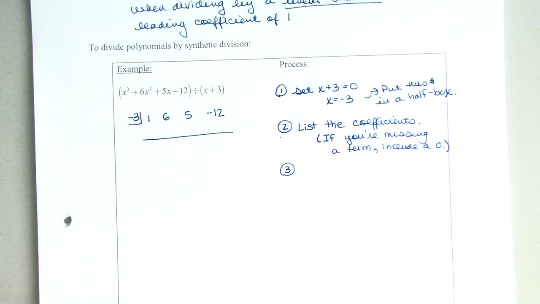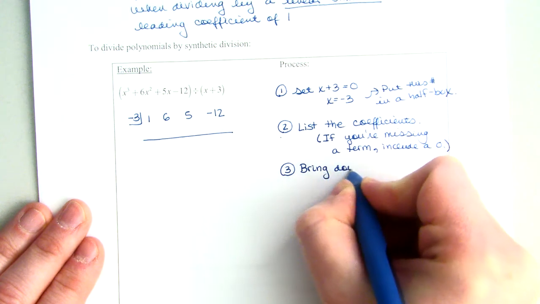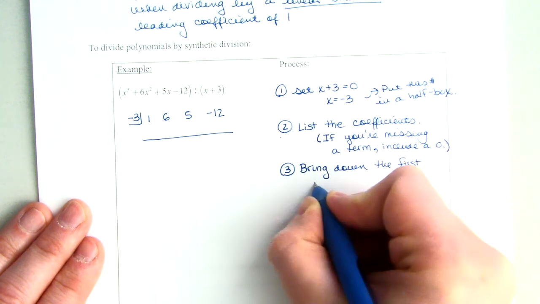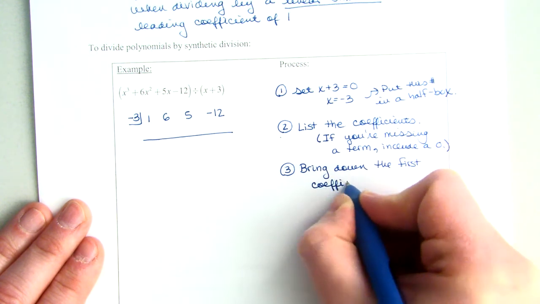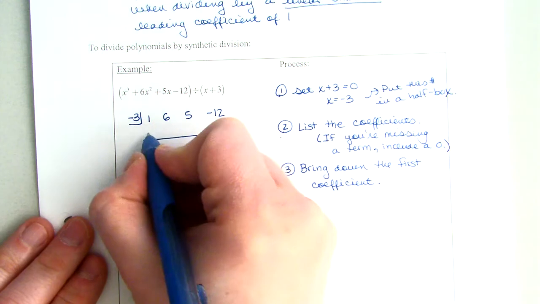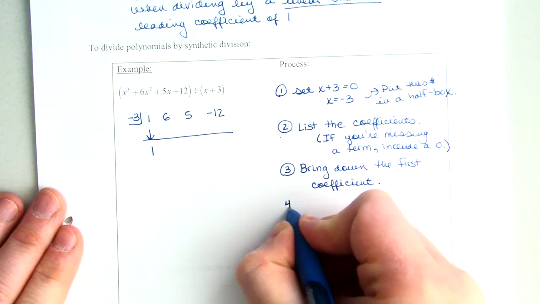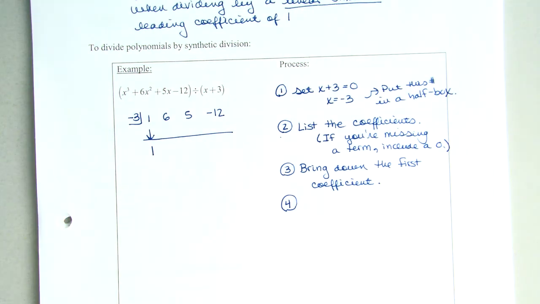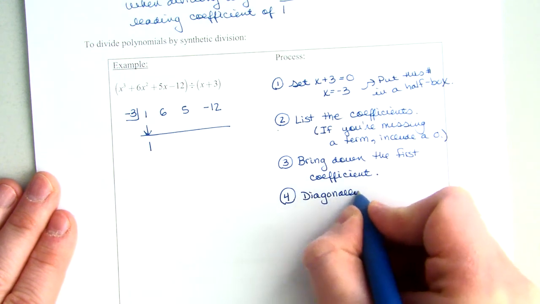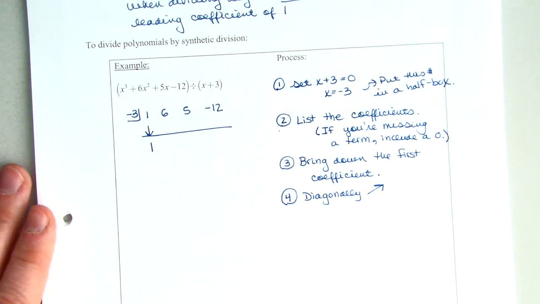Step 3. I'm going to bring down my first coefficient. By that, I mean vertically. I'll just bring down a 1 over there. And diagonally, up in this direction, I will bring up your last number times what's in the box.